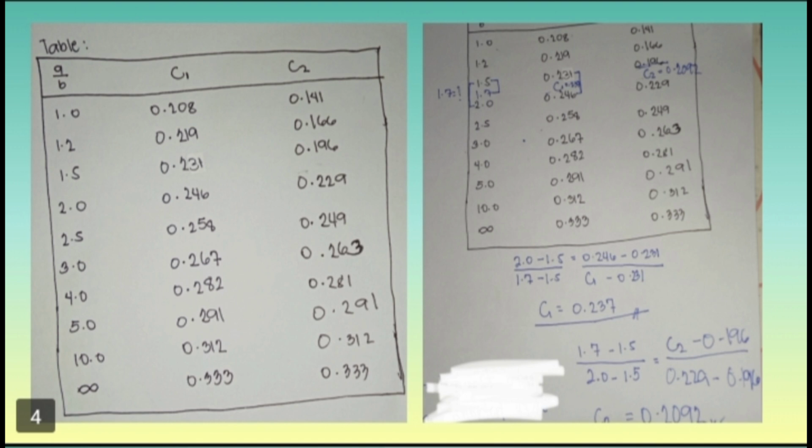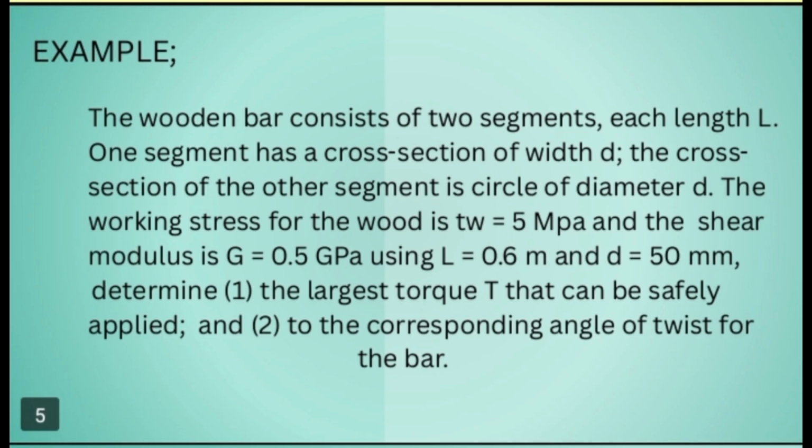So pagbali nimo ana is 1.7 minus 1.5 over 2 minus 1.5 equals C1 minus 0.231 over 0.246 minus 0.231. So makakuha ka sa value nga C1 equals 0.237, and also i-repeat na nimo ang process para makuha ang value sa C2. So pag-repeat sa process is 1.7 minus 1.5 over 2 minus 1.5 equals C2 minus 0.196 over 0.229 minus 0.196. So makuha nimo ang value sa C2 nga 0.2092, which is correct nga ang answer is in between sa 0.196 and 0.229. So now let's have the example.